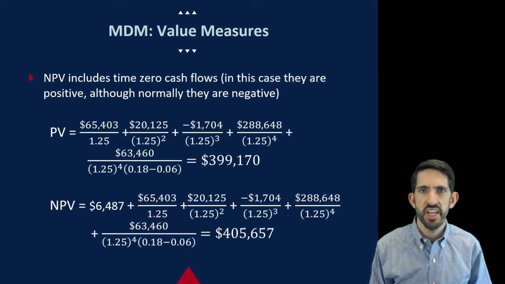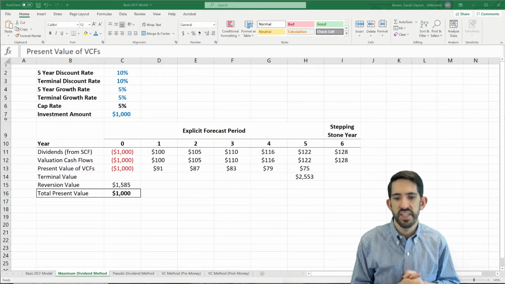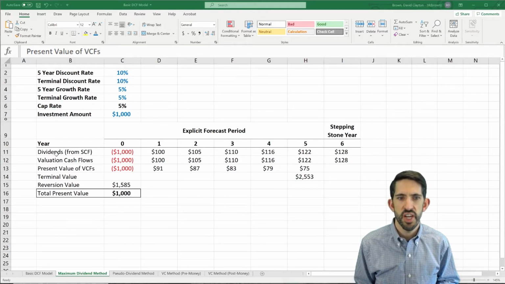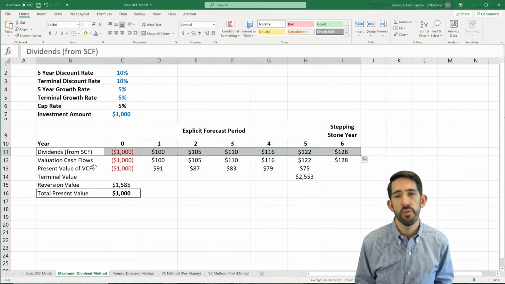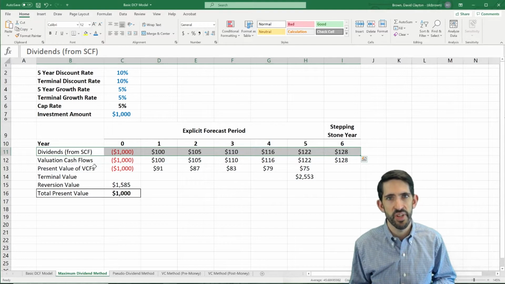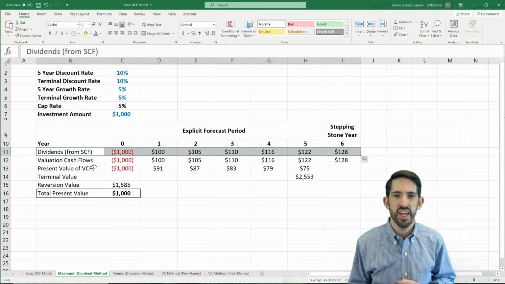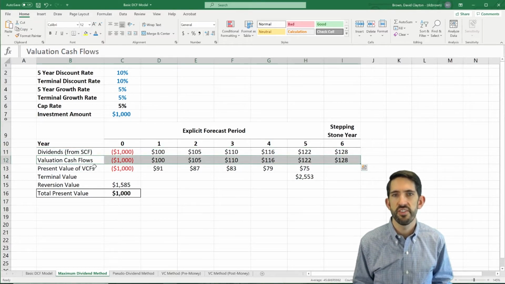All right, let's take a minute and look at a slightly different example from the context that we were working in the previous video. In this example, we're building from the exact same thing we had before. We're just going to change a few things on terminology. The first thing is that this line is now reflecting dividends that we're projecting. So assume we have some statement of cash flows out there. That statement of cash flows gives us these dividends. In this maximum dividend method, we assume that those dividends are our valuation cash flows.